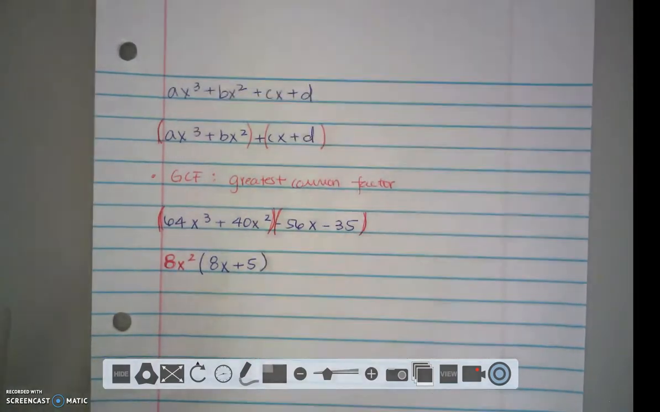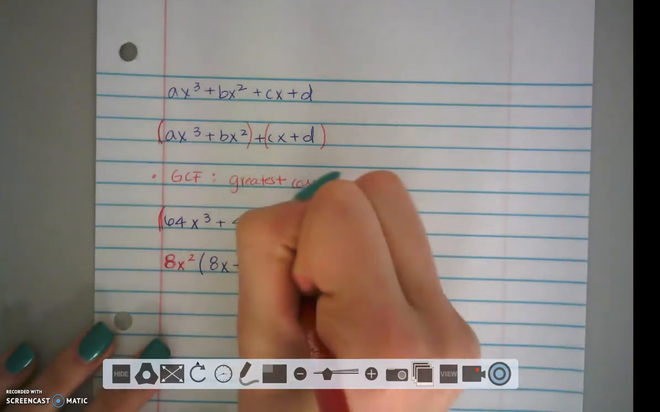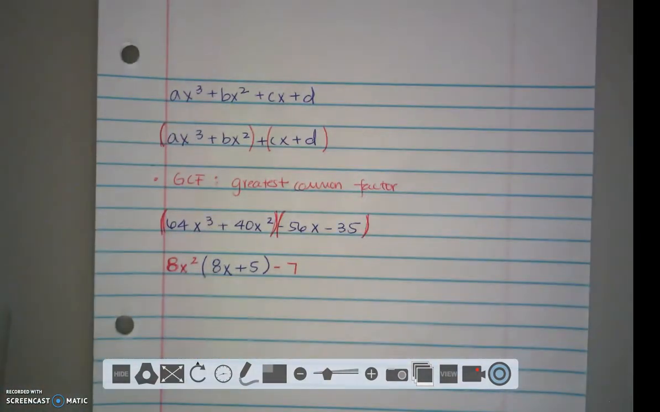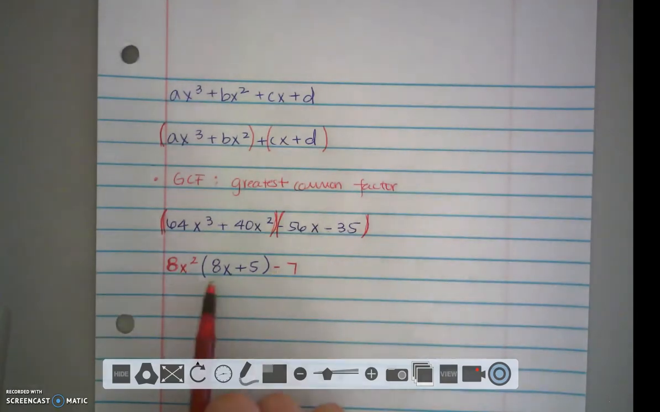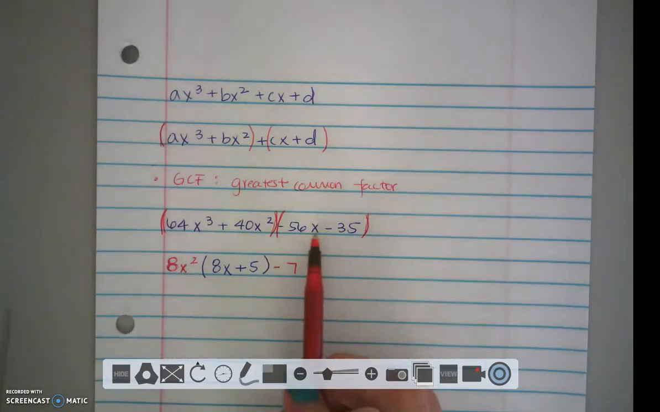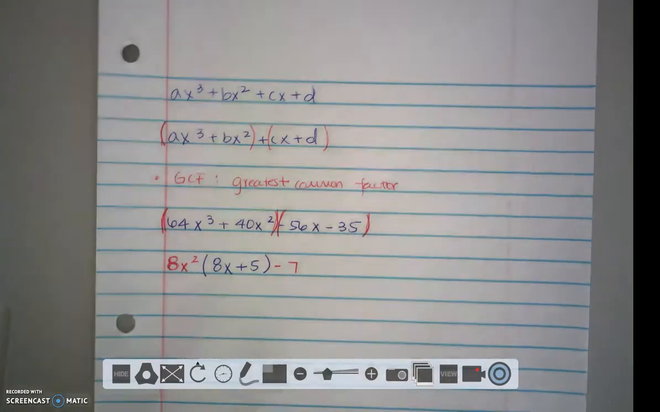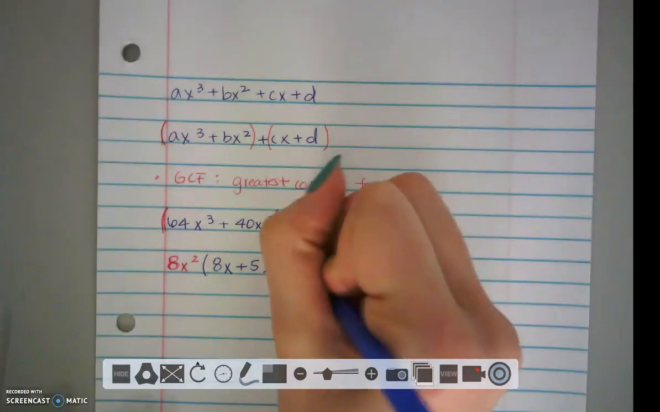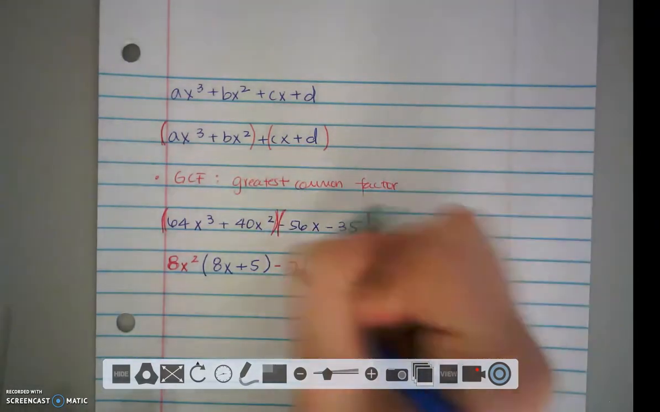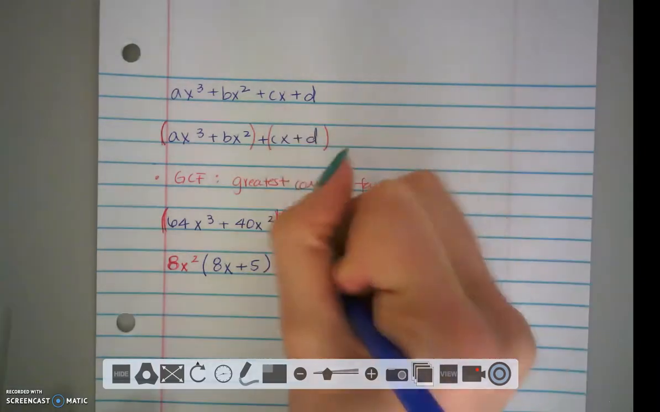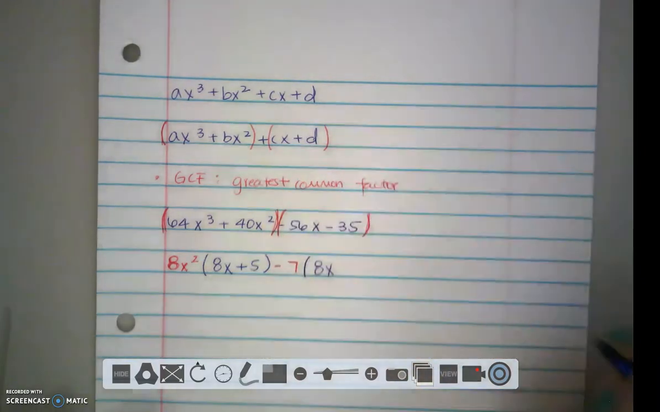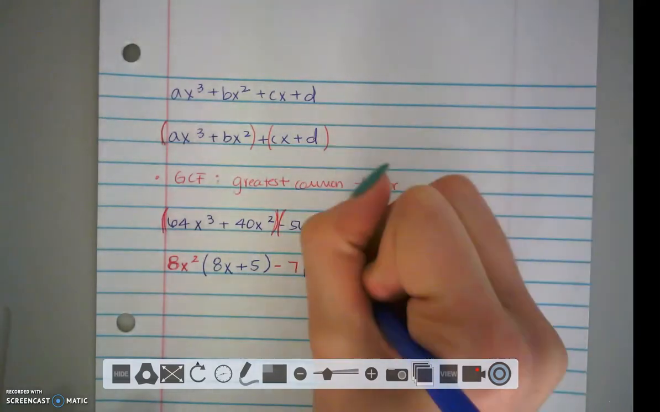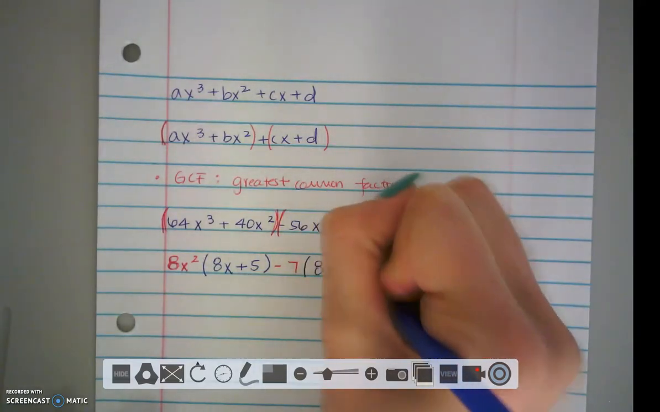Now let's look at my second group. What is in common between 56 and 35? We're going to take the negative 7. We want to take that negative because we want this first term in our factor to be positive. Notice there's not enough x values to pull from, so I'm going to start writing my next factor. Negative 7 goes into 56 8 times, and I'm going to leave that. Negative 7 goes into negative 35 a positive 5 times.